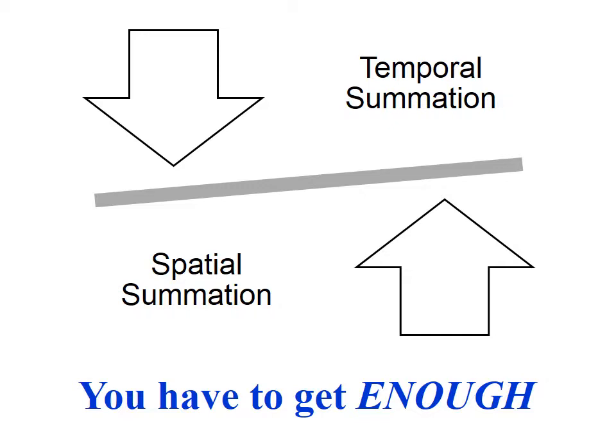There are two ways to achieve summation. Temporal summation, when enough graded potentials occur over a period of time. Spatial summation, when enough graded potentials occur at once, and therefore there are more of them.